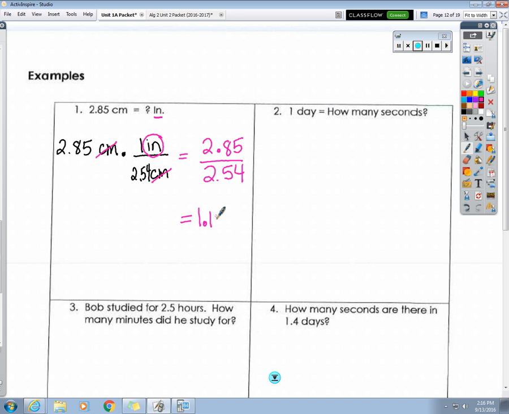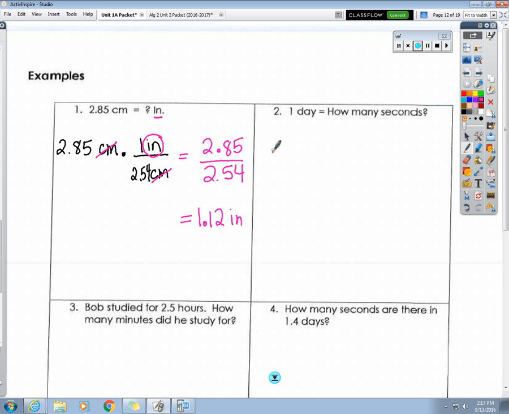1.12, and that's 1.12 what? Inches. Now, think about it using your common sense. Doesn't that make complete sense that if 1 inch is 2.54 centimeters, that 2.85 centimeters would be just a little over an inch because that's just a little higher than 2.54? Okay, now let's look at number 2.